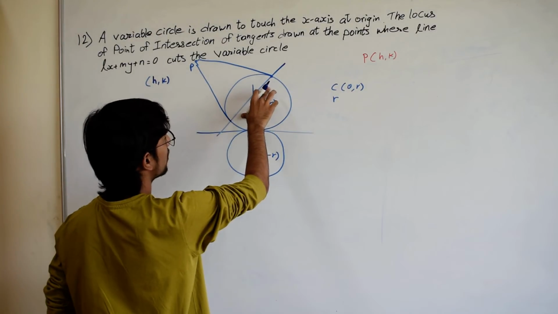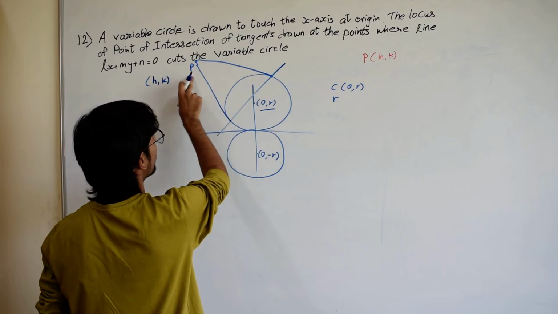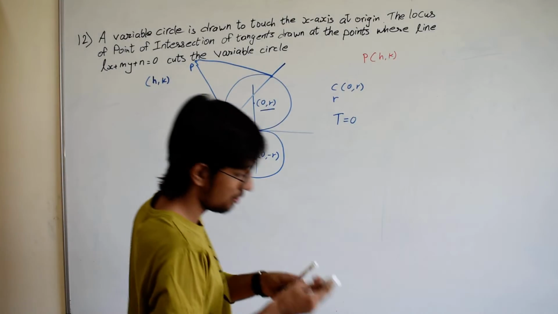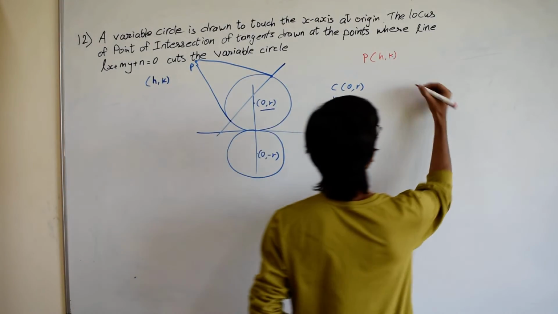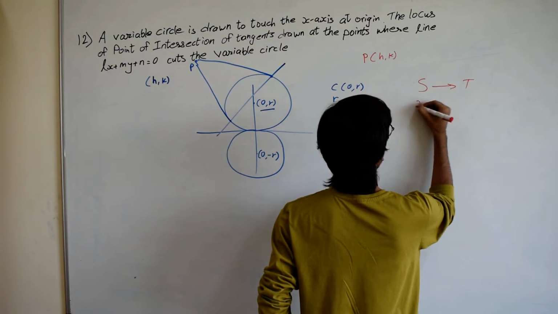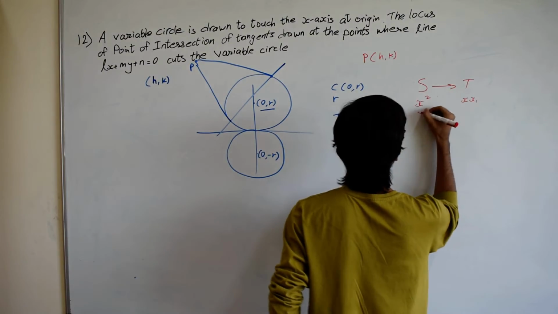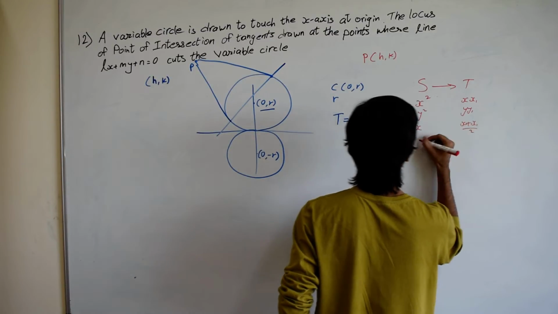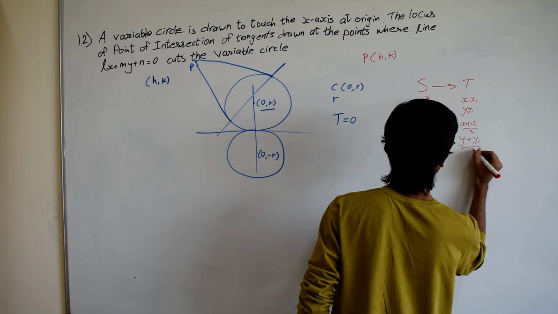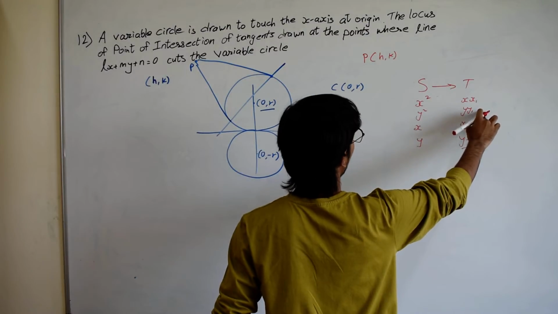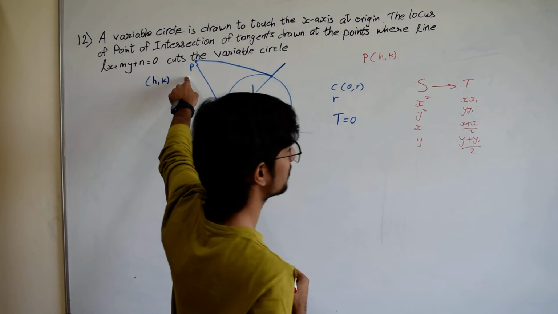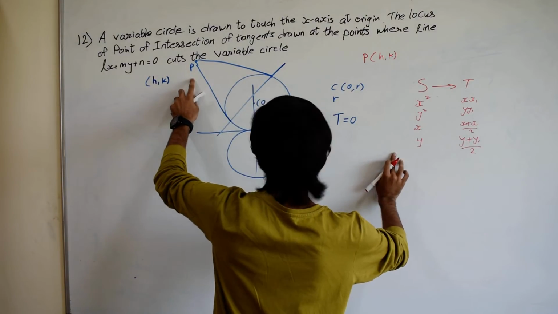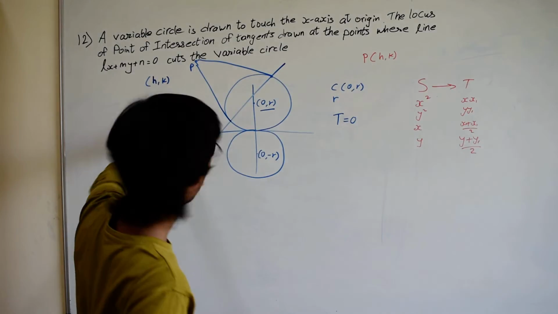To find the equation of a chord of a circle from a point P, we use the equation T equals 0. Again, we review the concept where T is the transformation from S: x square gives x x1, y square gives y y1, x gives (x plus x1) by 2, y gives (y plus y1) by 2, where x1, y1 is the point from where the polar is drawn, the pole. So for this question, we have x1 as h and y1 as k.